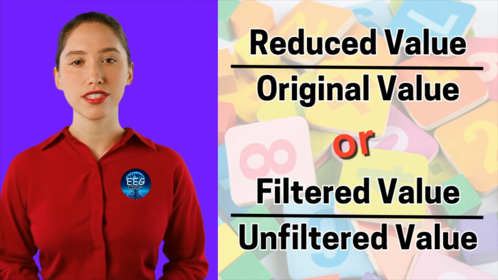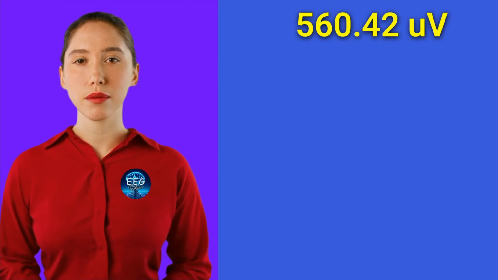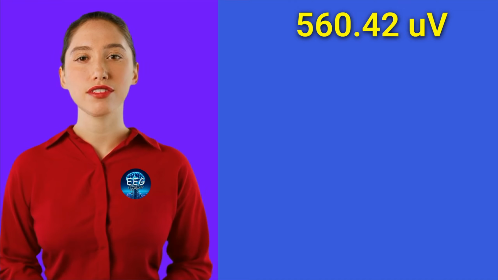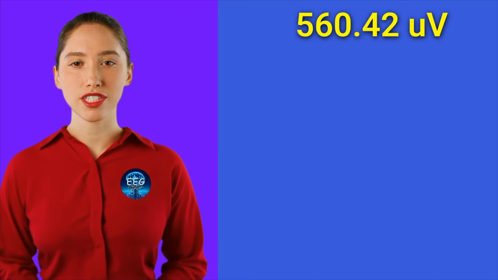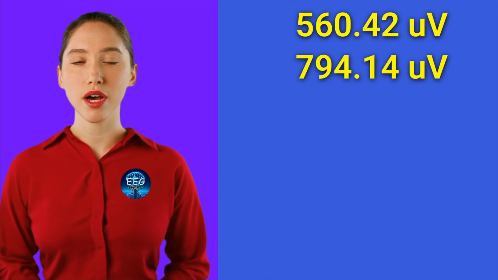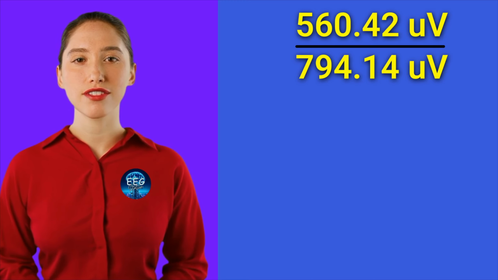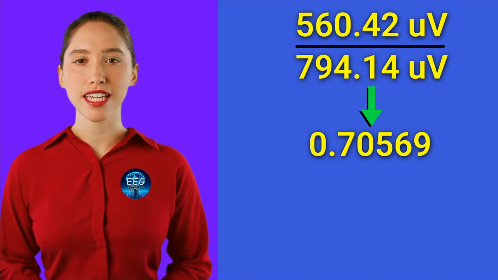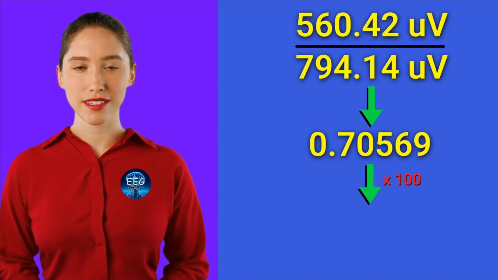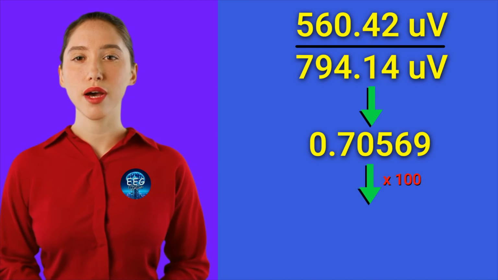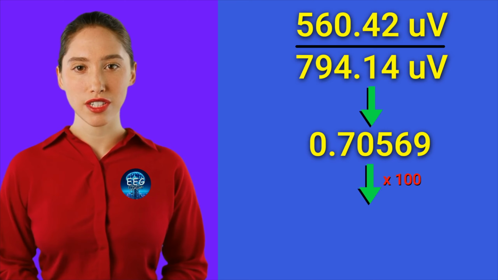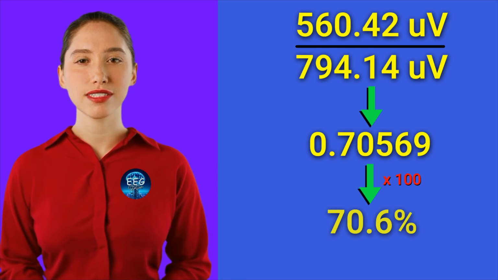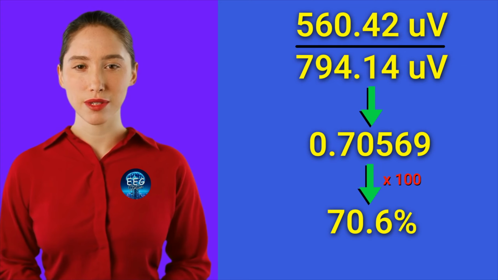Since the amplitude of the slow wave with a low-frequency filter setting of 3 Hz was found to be 560.42 microvolts, and the amplitude of the slow wave with the low-frequency filter setting turned off was found to be 794.14 microvolts, dividing 560.42 by 794.14 equals 0.70569. To reveal the percentage, we simply need to multiply by 100. So, the magnitude of the unfiltered slow wave, which remains after the effect of the 3 Hz low-frequency filter setting, is 70.6%, which is very close to the expected proportion.